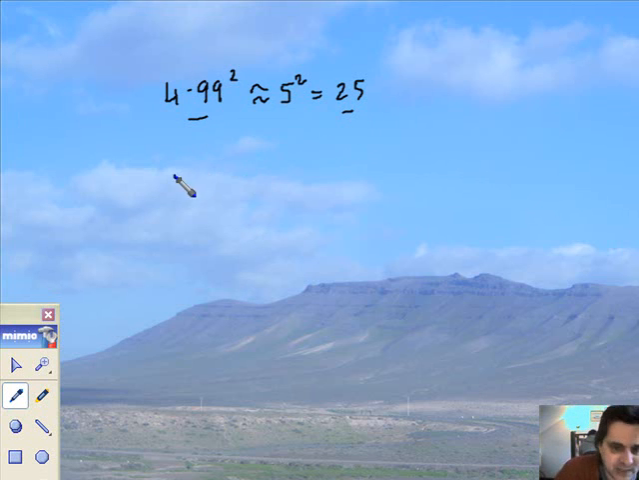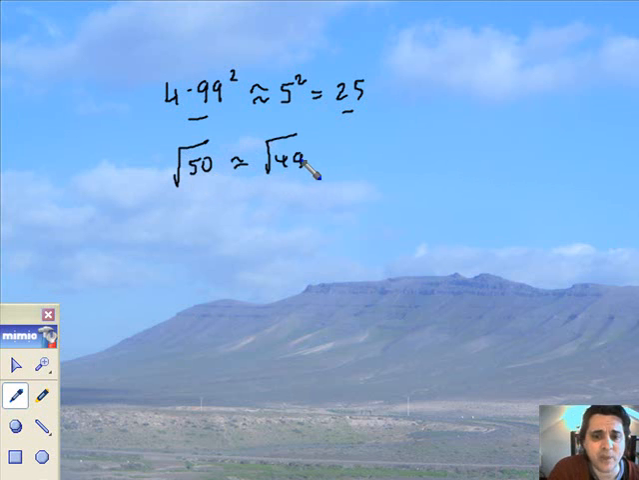Fair enough? Next one. The square root of 50. Well, you can't do it without a calculator. But that's roughly the square root of 49, because your brain should say, wait a minute, 7 sevens are 49, that's roughly 50. So therefore that's 7.